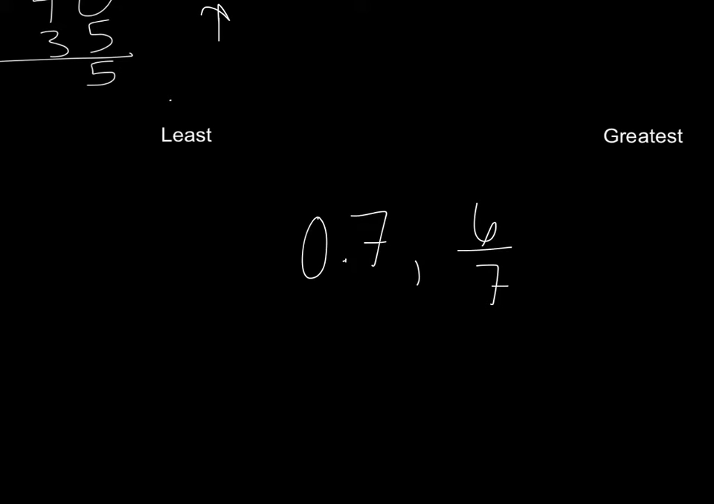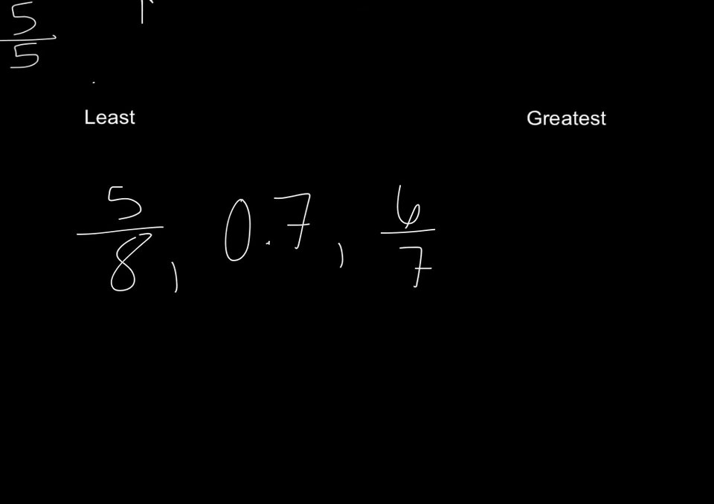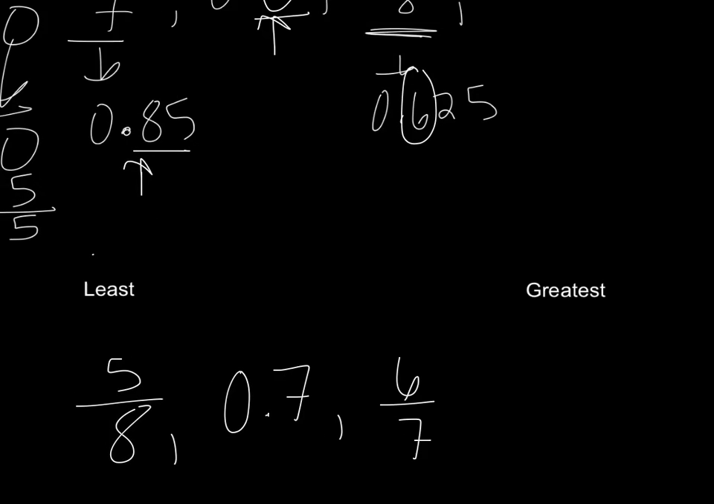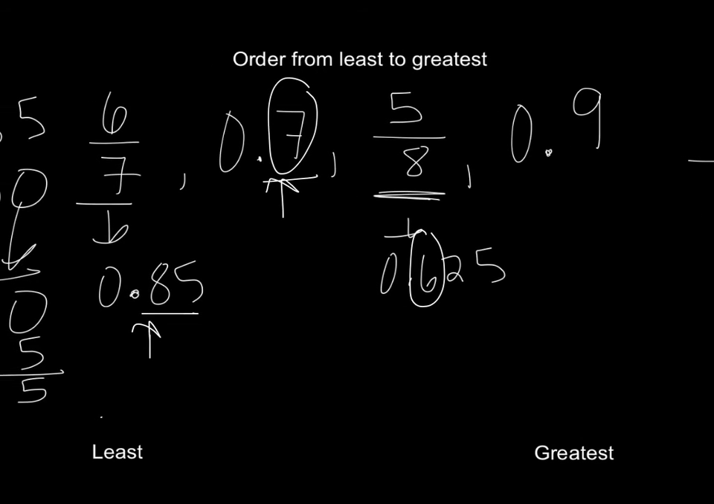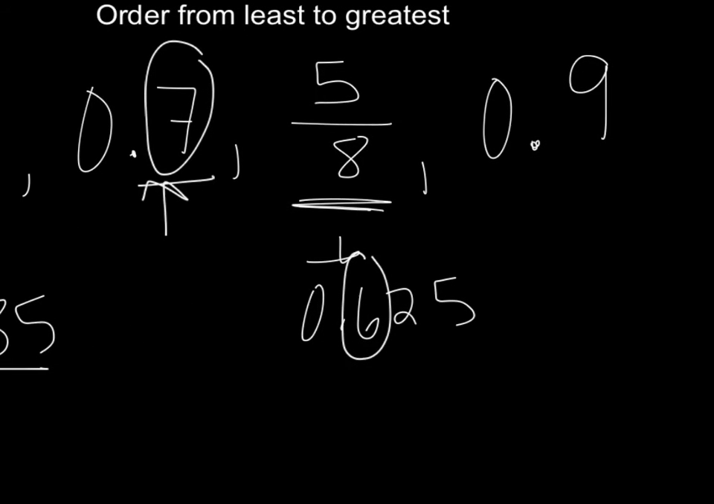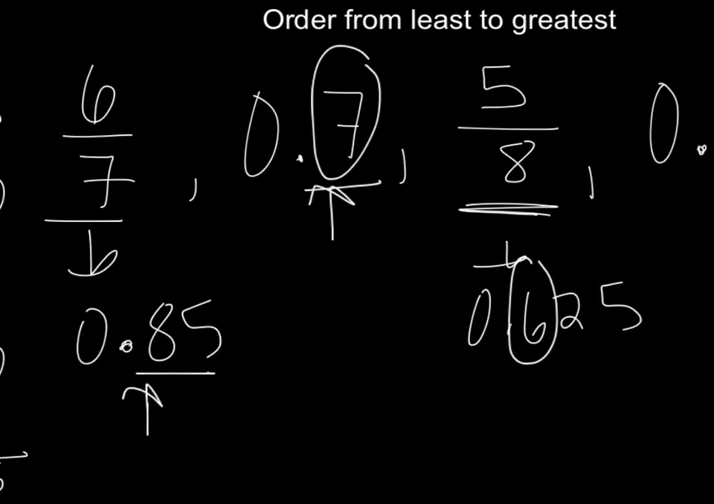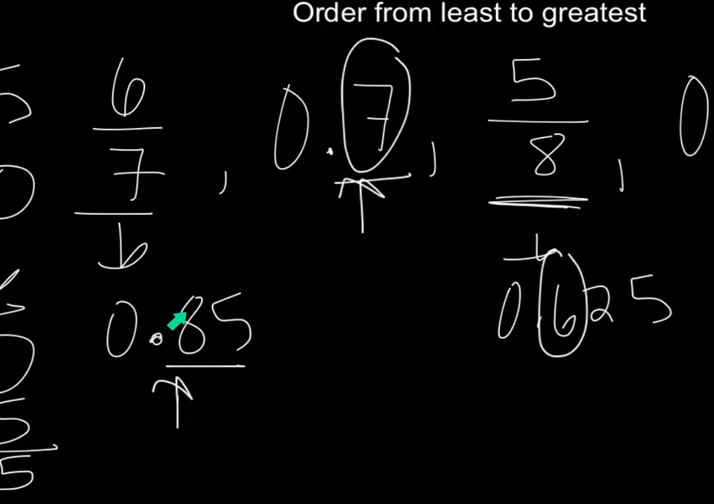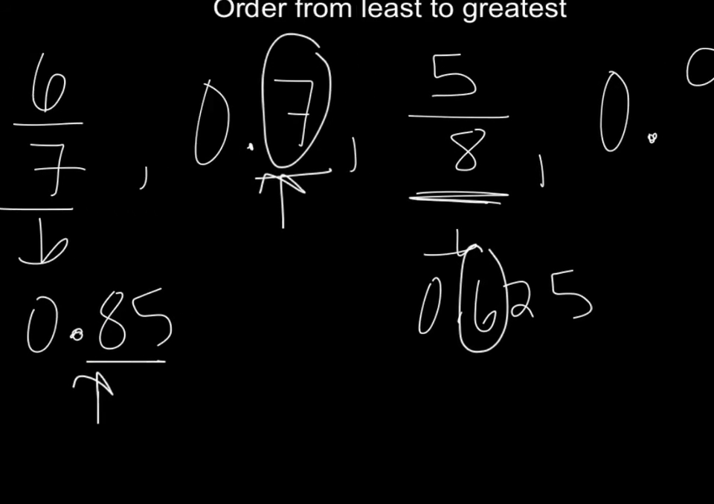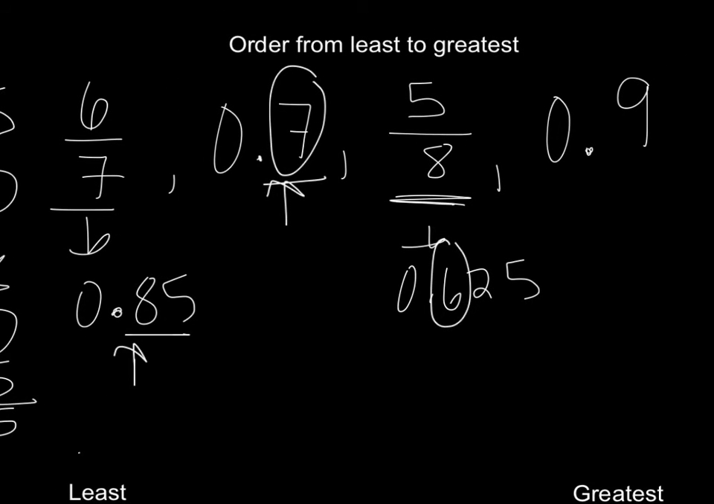So I'm going to put 5/8 under smaller, or on the lesser side, the least side. And I have one left to compare. It's 0.9, or 9/10. Let's look back at our numbers. Our largest number was 6/7, which we said was the same thing as 0.85. So we want to see, is 0.9 larger or smaller than 0.85?